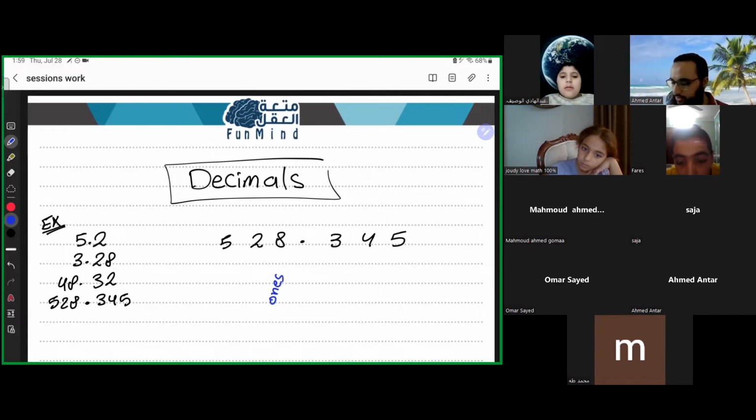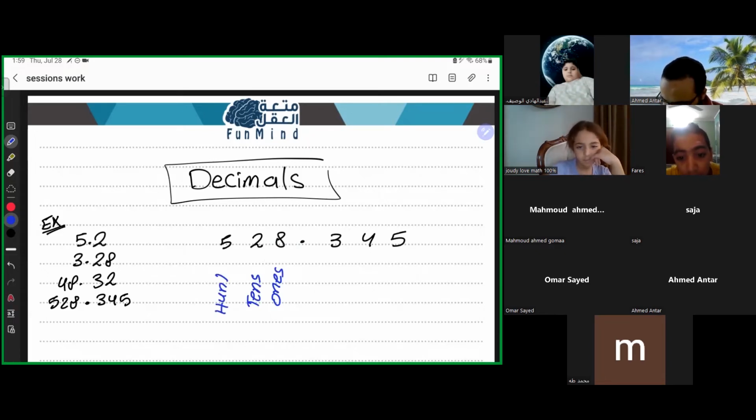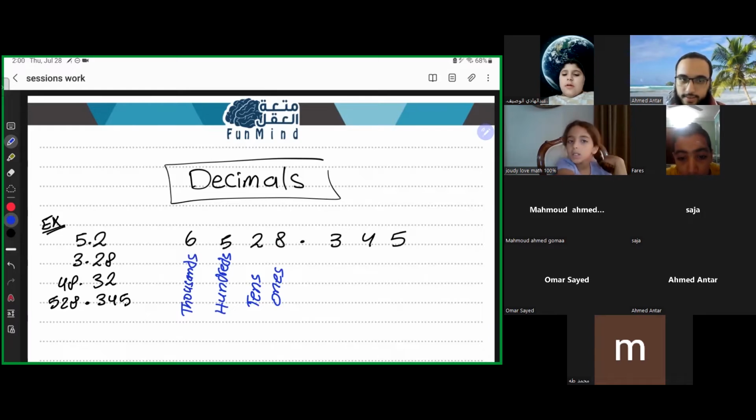What is the place of the 2? Tens. Yes, this is the tens, and the 5 is the hundreds. So if I write another number here, its place is what? Thousands. Do these words end with S or TH? S. So what about the numbers on the right of the decimal point? Yes, they end with TH.